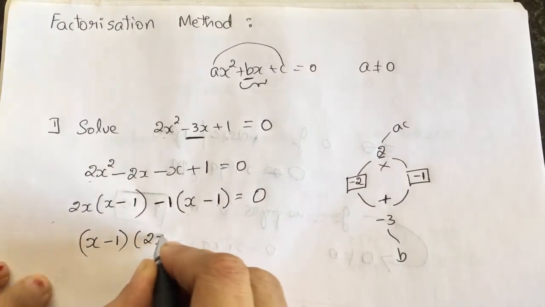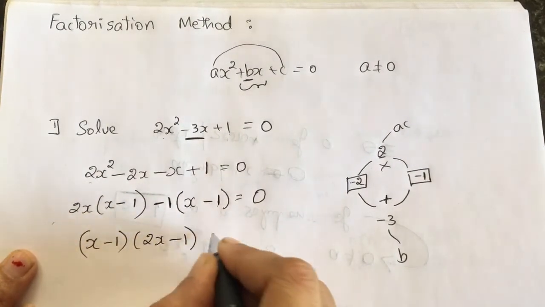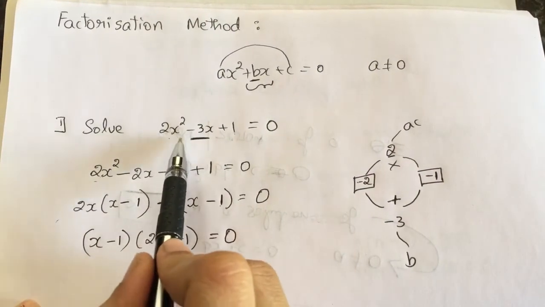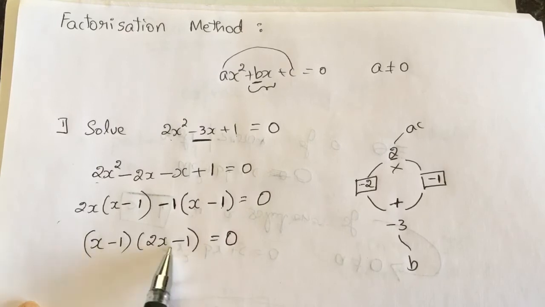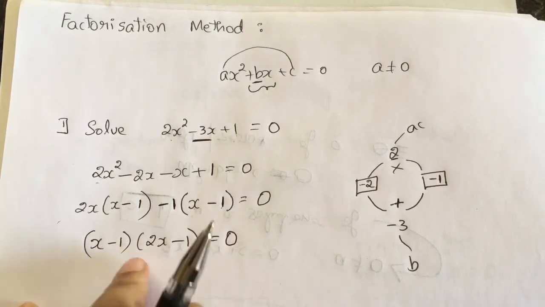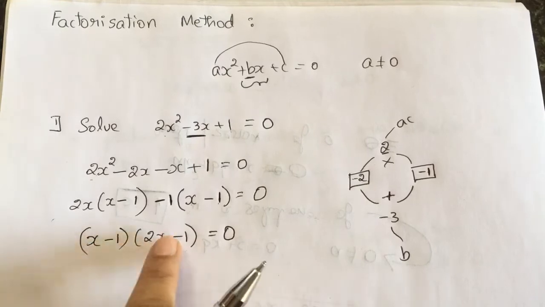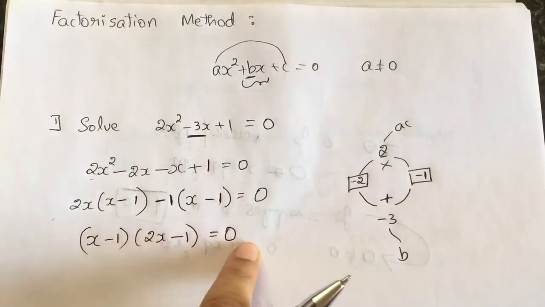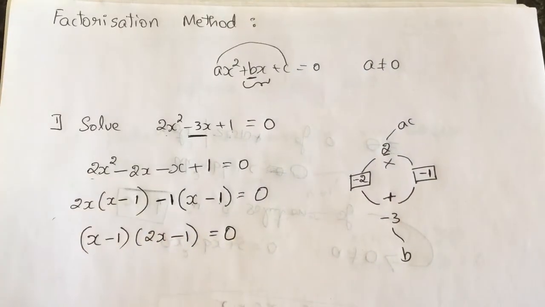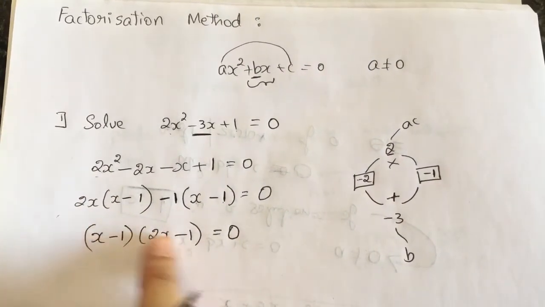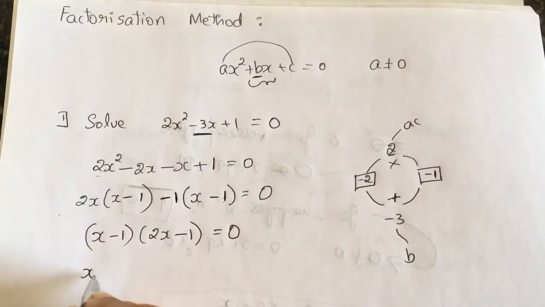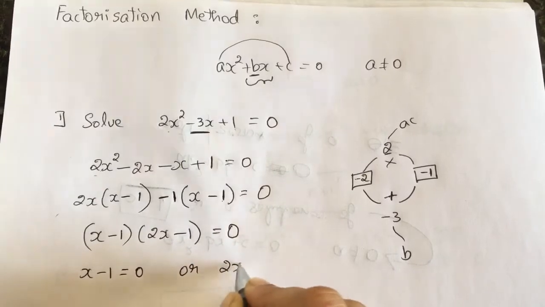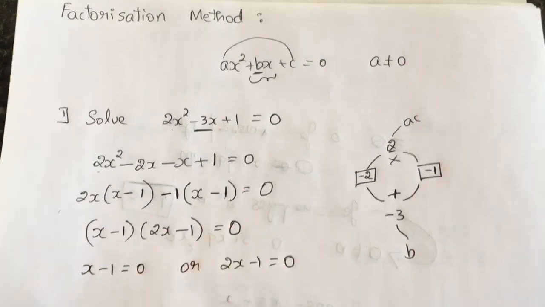And the remaining is 2x minus 1 equal to 0. Now the quadratic polynomial I have factorized into two linear polynomials. See here, product of two terms equal to 0. It means either this is equal to 0 or this is equal to 0 or both equal to 0. So I can directly write x minus 1 equal to 0 or 2x minus 1 equal to 0 or both of them equal to 0.